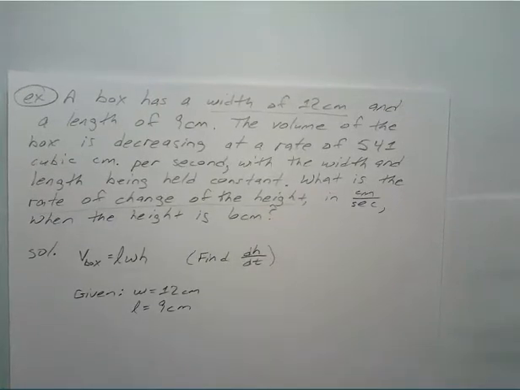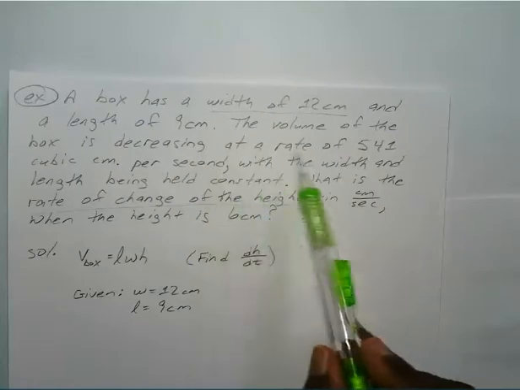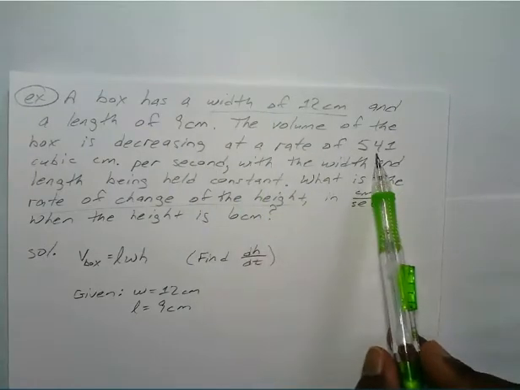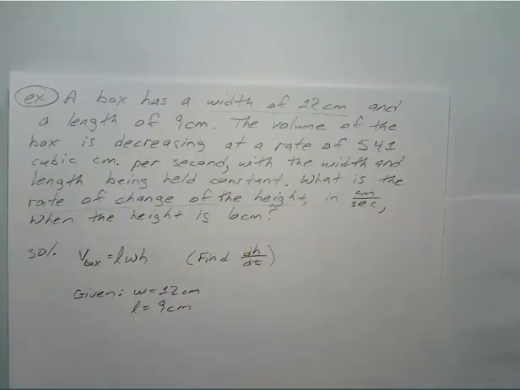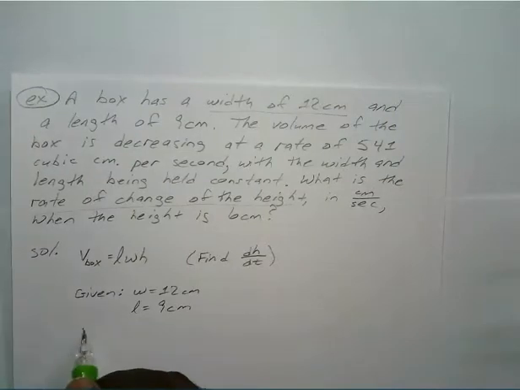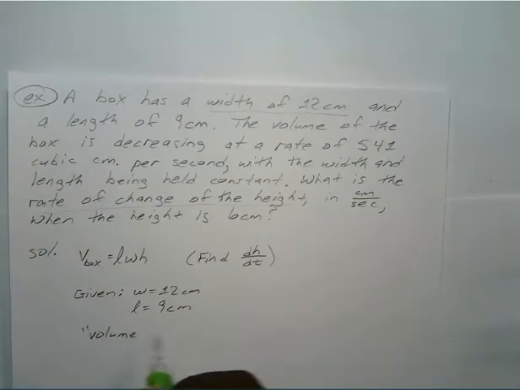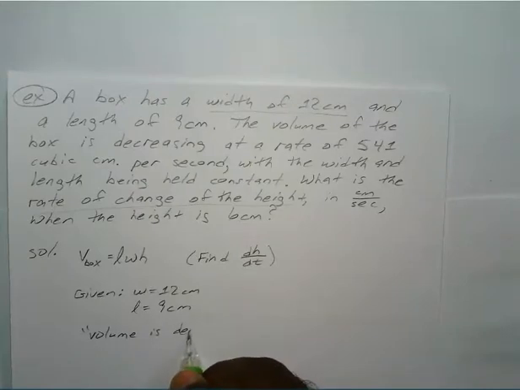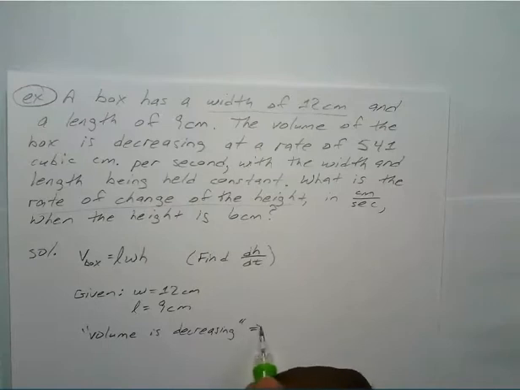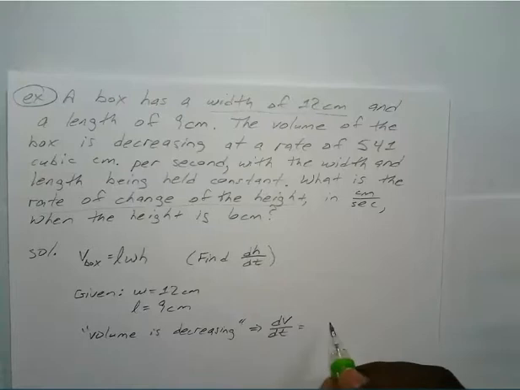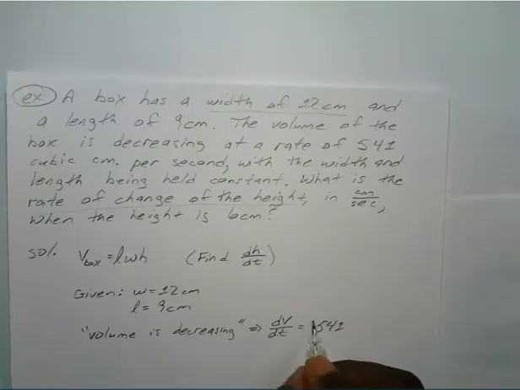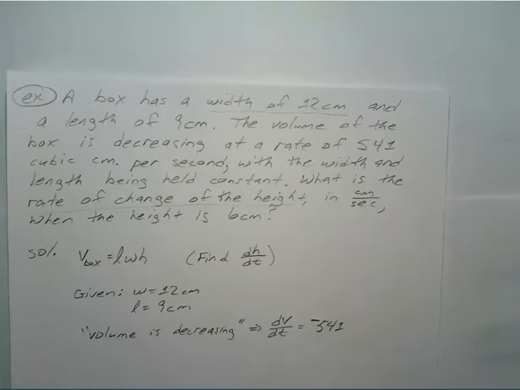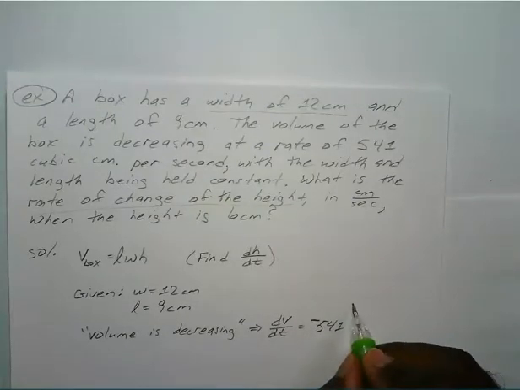Okay. They also told us that the volume of the box is decreasing at a rate of 541 cubic centimeters per second. So when we saw that the volume is decreasing, we know that the rate of the volume with respect to time is not just 541, but it's a negative 541. Because when it's decreasing, it's going to be negative.